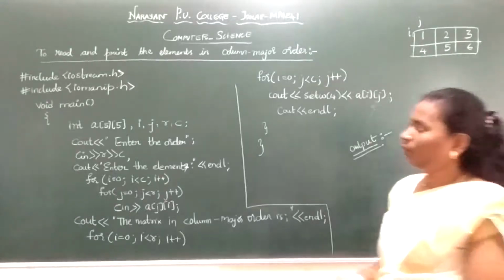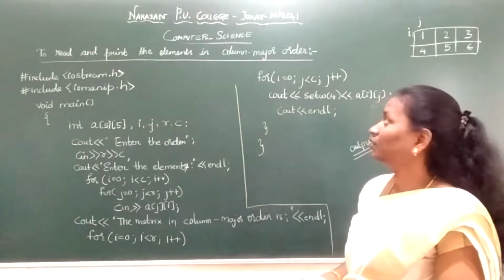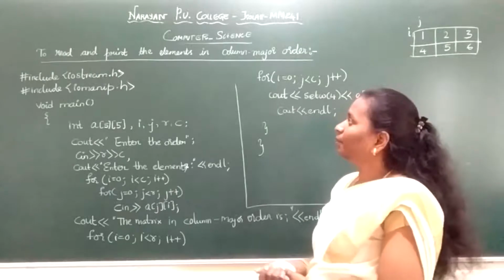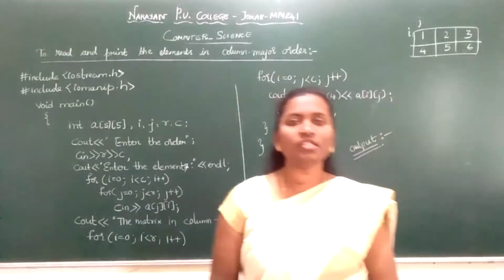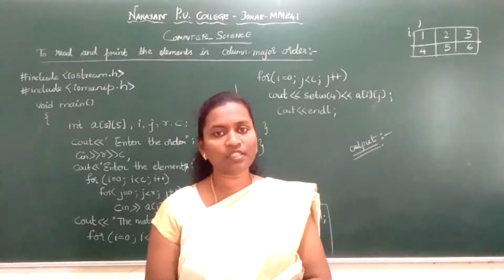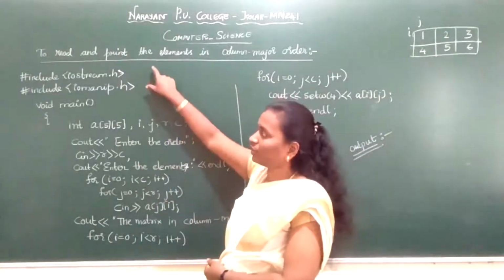Now we will see how to read and print the elements in column major order. The given elements will be in row major. How to print them in column major order is your task. That's your problem. Now what we should do, we have to include the necessary header files.